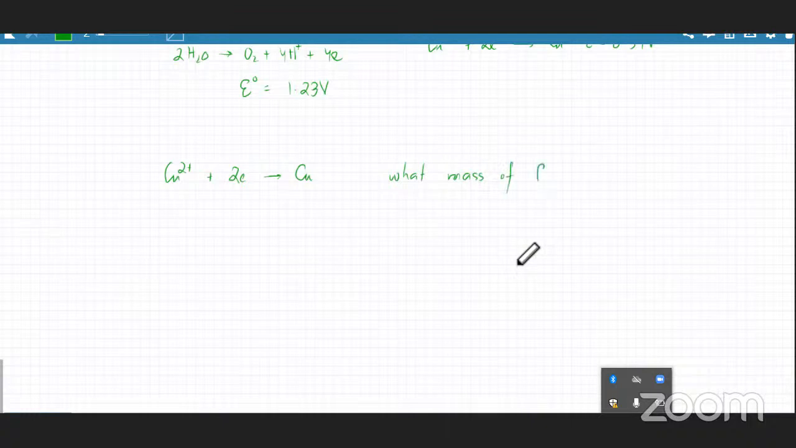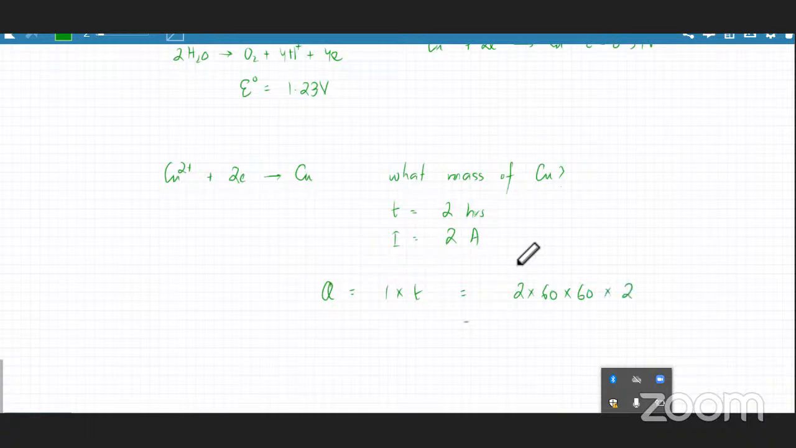So they're looking for the mass of Cu if electrolysis happens for 2 hours, with a current I of 2 amperes. So what you're going to do is Q is equal to IT to find the total charge, which in this case is going to be 2 into 60 into 60, that's the time in seconds, into 2 amperes.